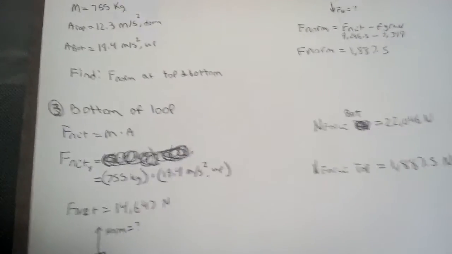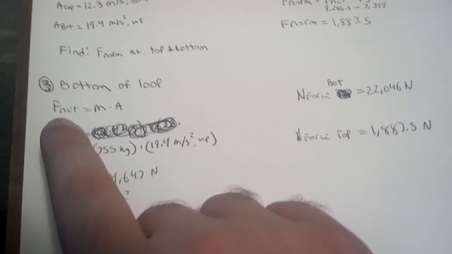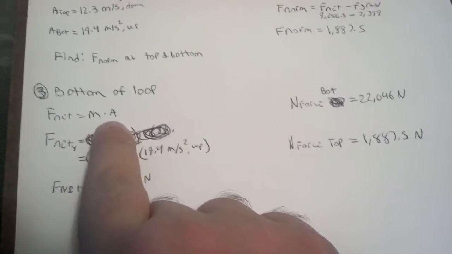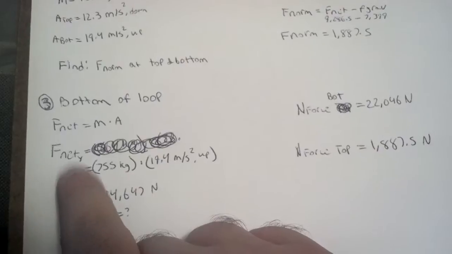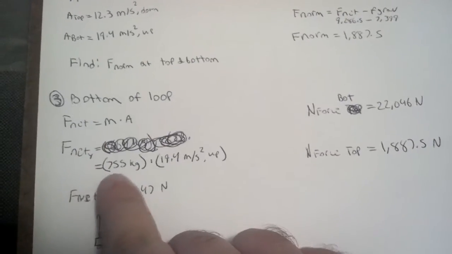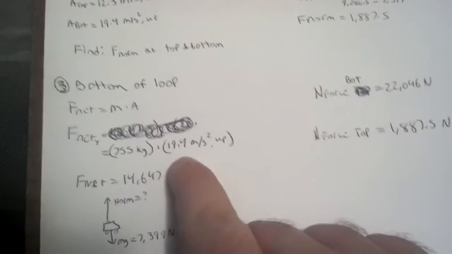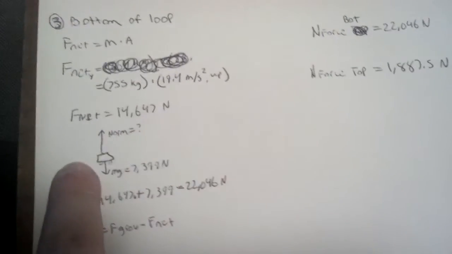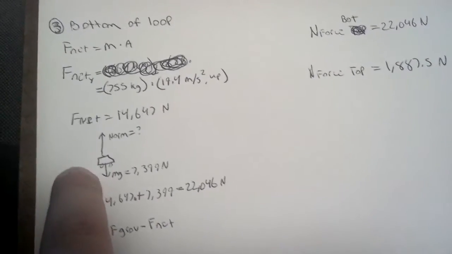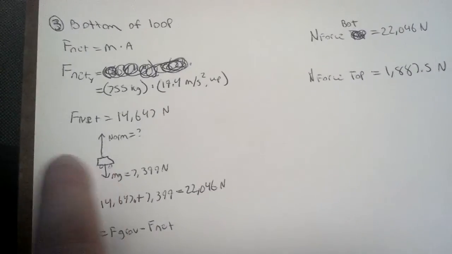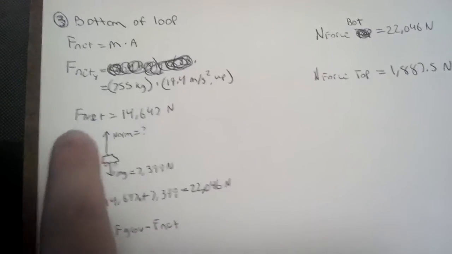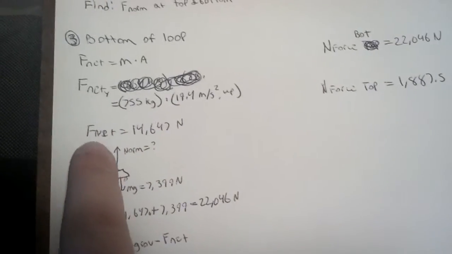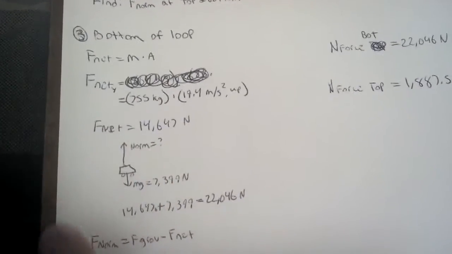Okay, so we get our equation for at the bottom of the loop. F net equals mass times acceleration. And since it's in the y direction, it's F net y equals 755 kilograms times 19.4 meters per second squared. And here's our free body diagram. We have the downward force of 7,399 newtons, and that's just the mass times gravity. And then what we're trying to find is the normal force.